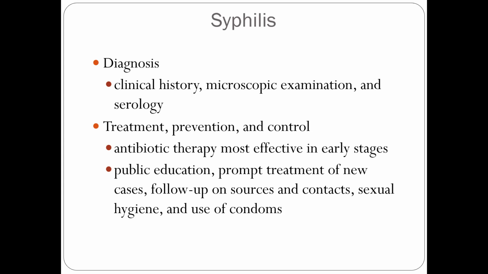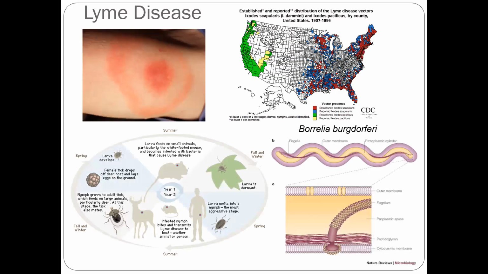And the last one, which I mentioned a couple of times already, and which is more important, is education and prevention. Okay, that's for syphilis. The last one is Lyme disease. Lyme disease is another example of spirochetes. What happened is this was in 1972 in the Connecticut area, the New England area.